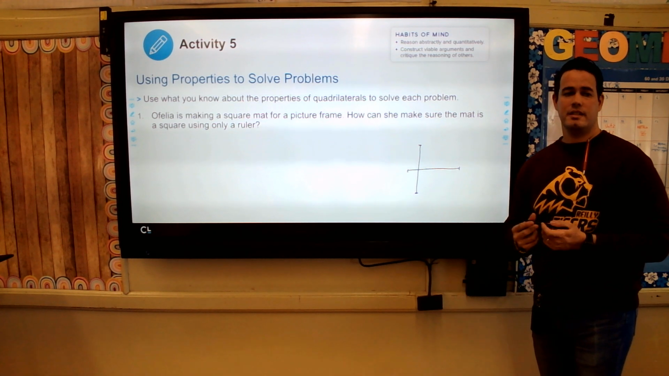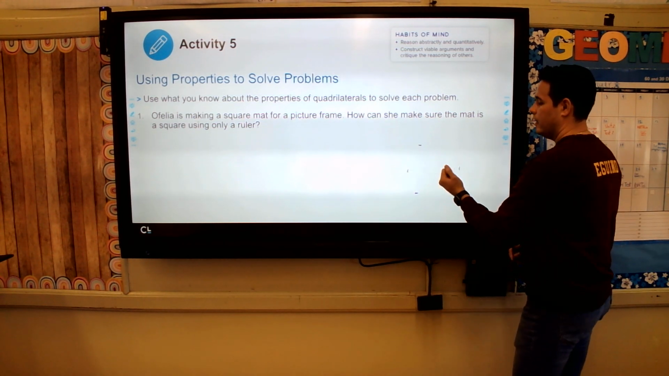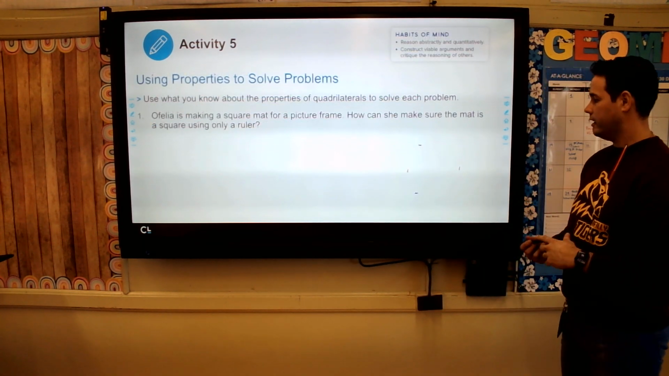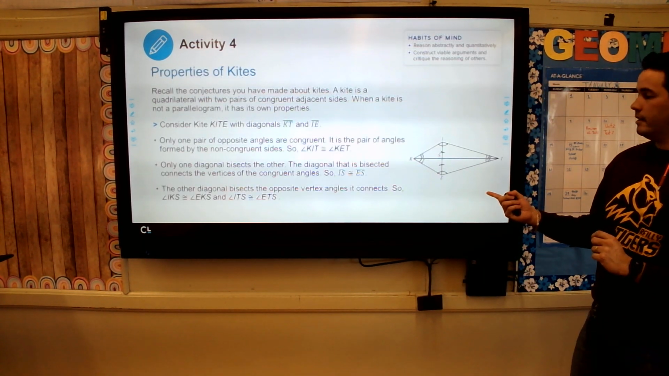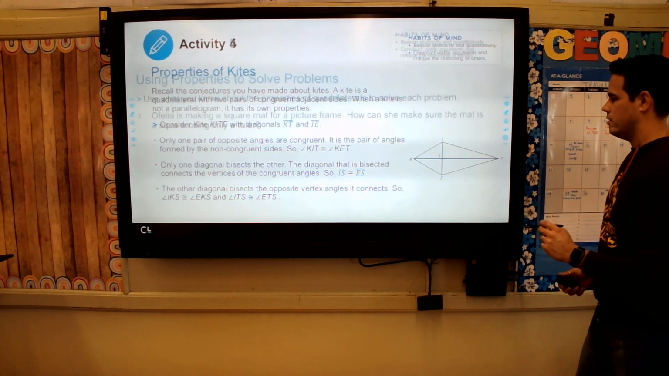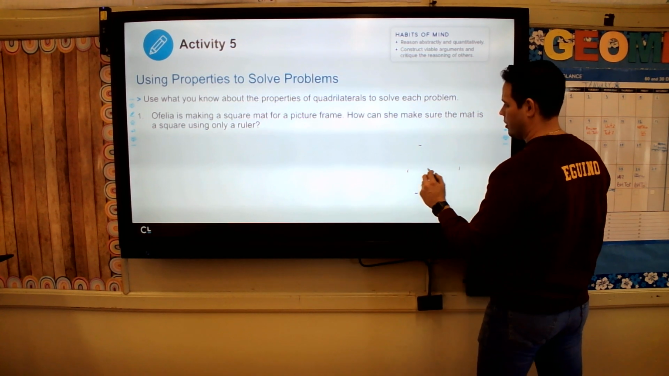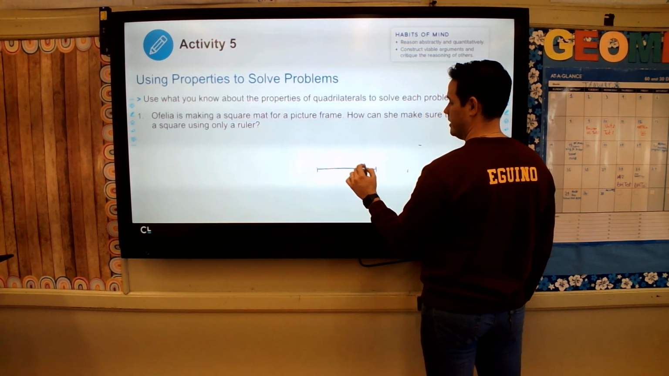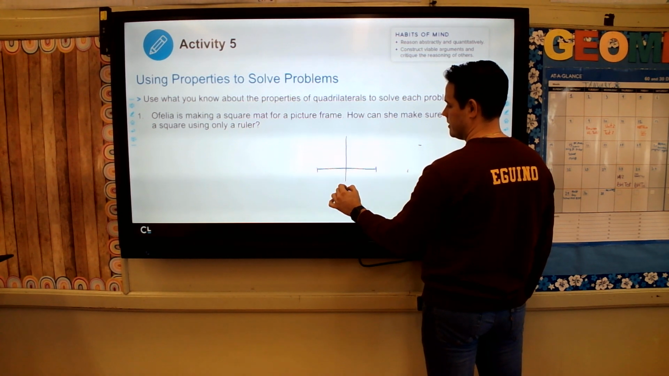No, Aiden. They bisect. Okay, so now we're talking. Only one bisects the other, like on my beautiful kite, where only one diagonal bisects the second one. They bisect each other. So you want to make sure that the diagonals are the same length, right? The diagonals are the same length, but they bisect each other.